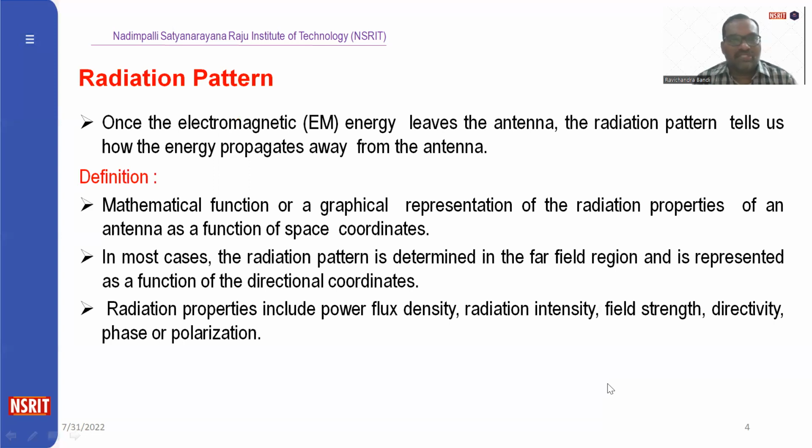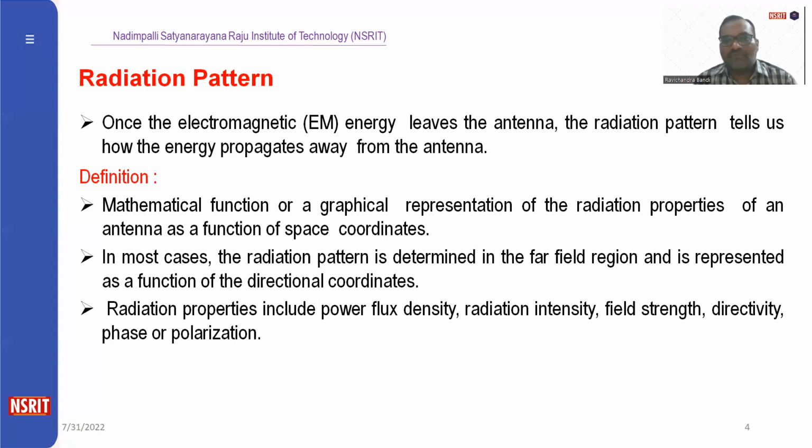Now, what is a radiation pattern? We all know that an antenna radiates electromagnetic waves into free space in all directions. In some directions it may radiate more, and in some directions it radiates less. Now we will see what a radiation pattern is. Once the electromagnetic energy leaves the antenna, the radiation pattern tells us how the energy propagates away from the antenna.